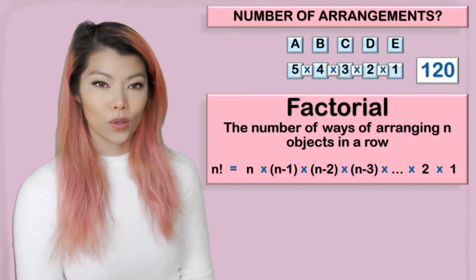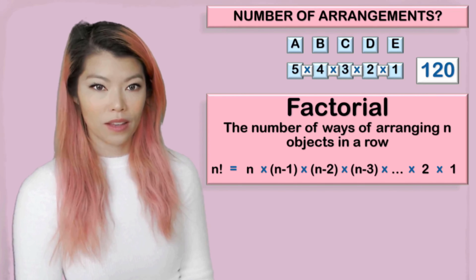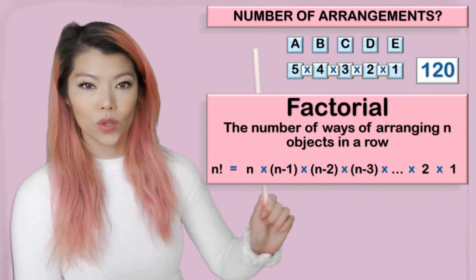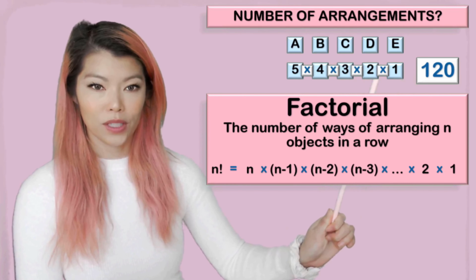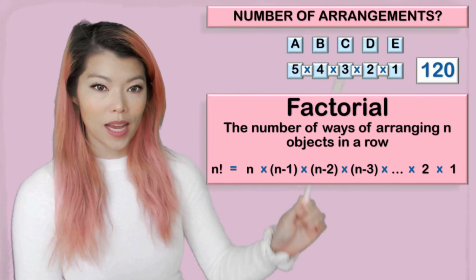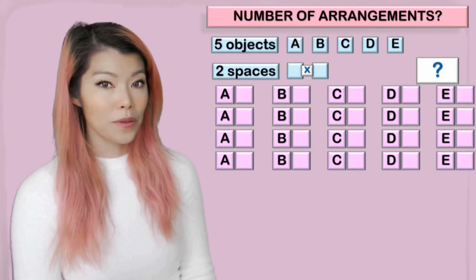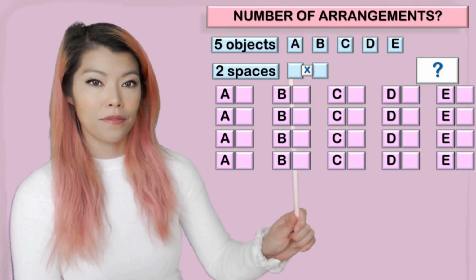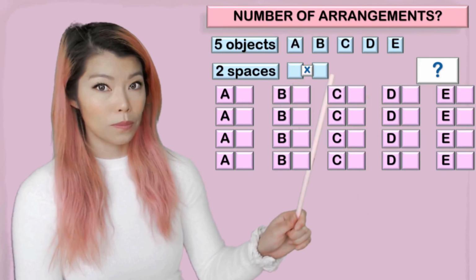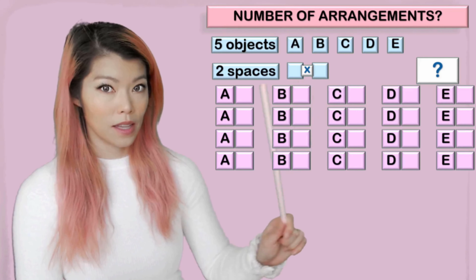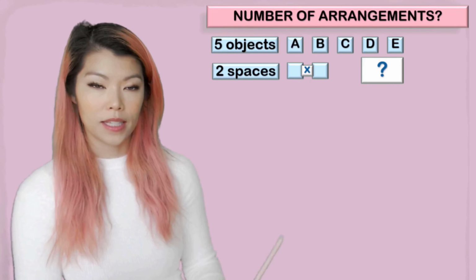Previously we saw factorial and we had a look at the number of arrangements of things in a row. We saw that when we had 5 things, it was 5 factorial, which was 120. If you don't understand this, please watch the previous video. Today we're going to ask the question, what if we had 5 objects but only 2 spaces instead of the whole 5? What would happen to the number of combinations that we can arrange this in?